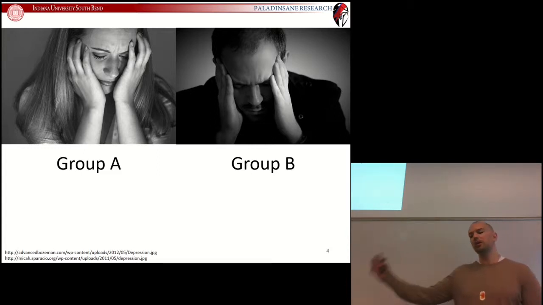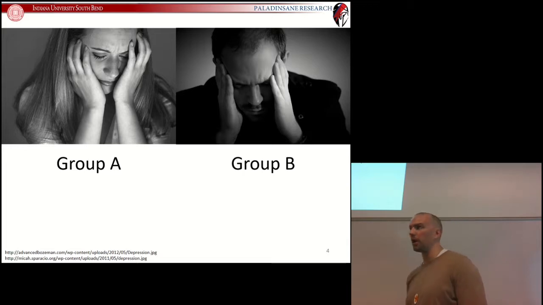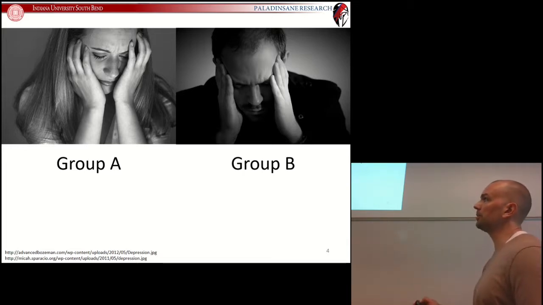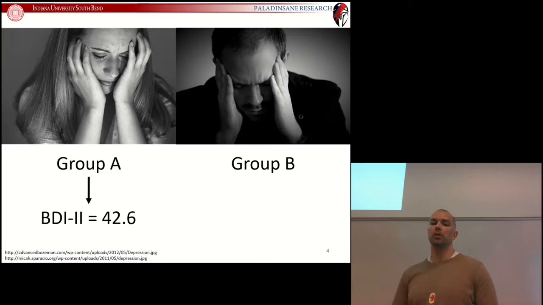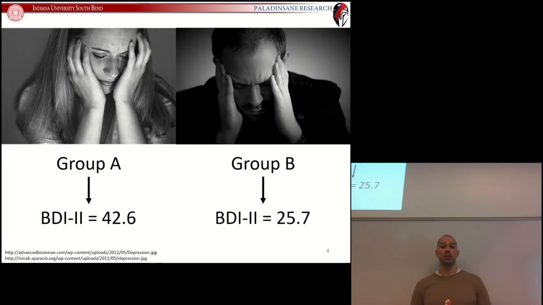So again, if it's higher depression that leads to a need for suicide watch, then if you took a look at the means, you might say to yourself, well, Group A, their average depression right now is 42.6 on the Beck's Depression Inventory. Group B, their depression is lower, 25.7. So you might imagine that more people are going to be under suicide watch in Group A than there were in Group B, because on average, their depression scores are higher.